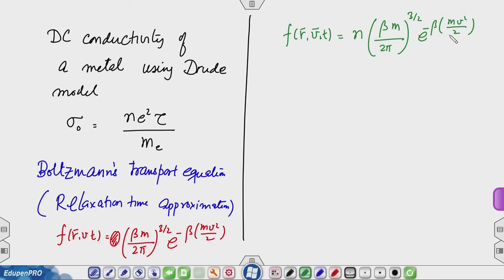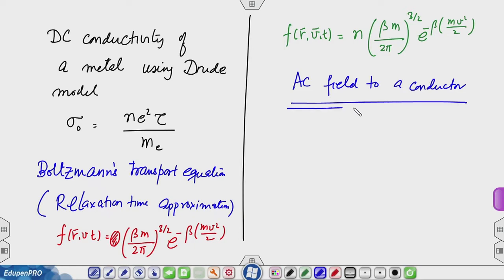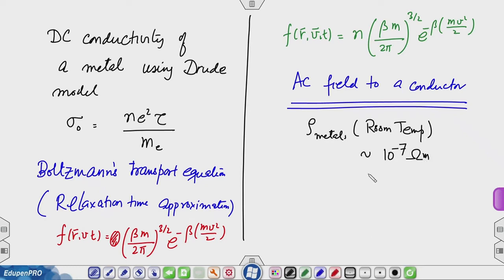So, with that correction, now we move forward and want to see what happens when I apply an AC field to a conductor. Now, before we do that, I would like you to keep some numbers on your fingertips as we go along. So, yesterday we had seen that resistivity of metals at room temperature is of the order of 10 raised to minus 7 ohm meter or 10 micro ohm centimeter, and therefore, conductivity is going to be of the order of 10 raised to 7 Siemens.